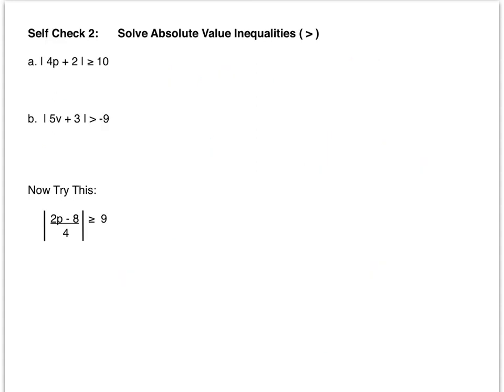Now it's your turn. In self-check number 2, I want you to solve the problems in A and B. And then I also want you to try the one at the bottom. It's a little harder, but I think the information that you've learned in this lesson should help you to do that. And also, if you think back to when we solved equations that were a little bit more difficult in Chapter 2, we had to do these where we had something very similar to this, where we had a numerator and a denominator in an equation. So think back to that, look back in your journals and see if you can give yourself some help on that.